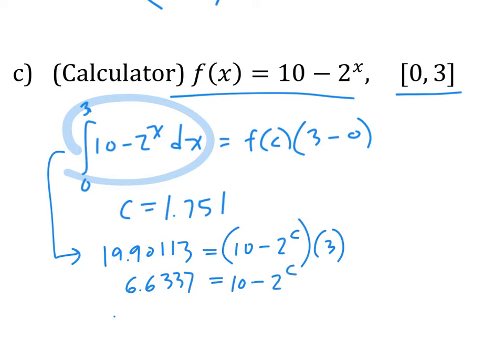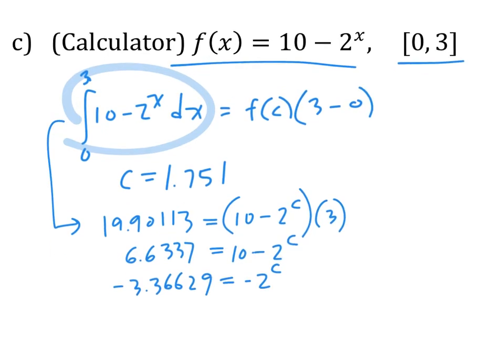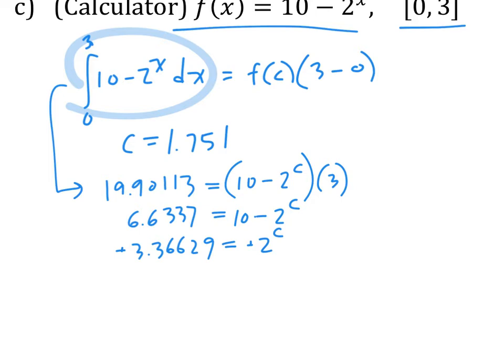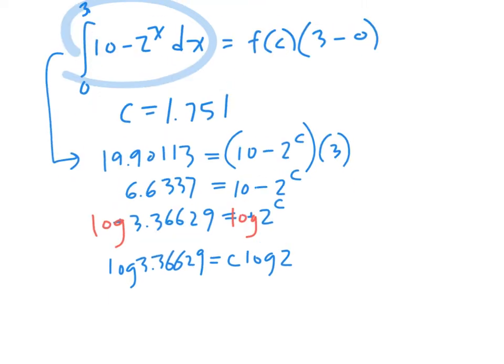Subtract 10, so negative 3.36629 is equal to minus 2 to the c. I'm going to divide everything by a negative, so that becomes positive. To get the c down from the exponent, you need to log both sides. You can use log or natural log, whatever log you want, as long as you do the same on both sides. Then c comes down. C log 2 is equal to log of this number. The last thing you want to do is divide by everything that's next to c.